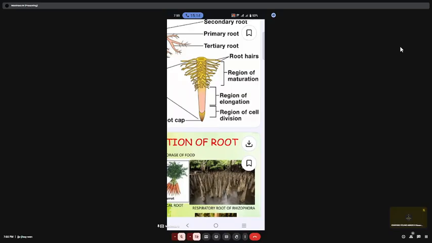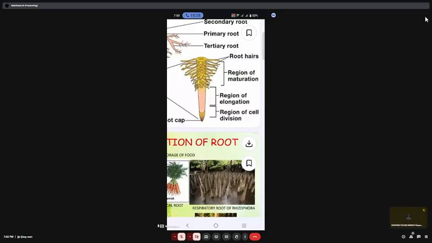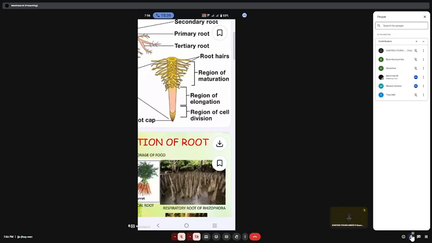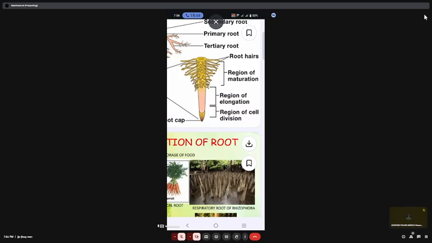the tip of the root is called the root tip. The root tip is covered by a thimble-like structure, which is called the root cap. In many aquatic plants, instead of a root cap, a root pocket is present, for example Pistia and Eichhornia. And the largest root cap is present in Pandanus.